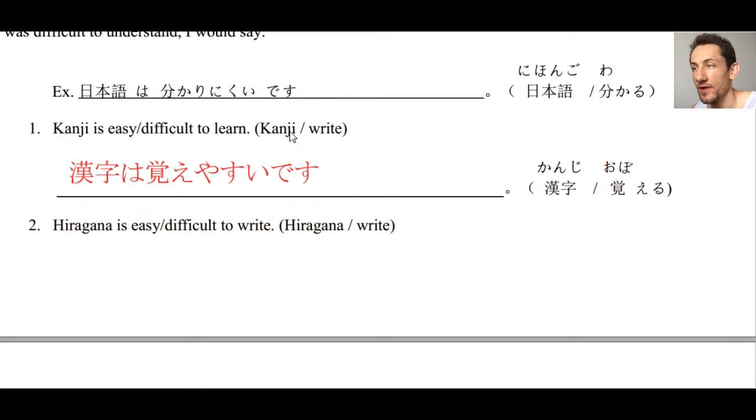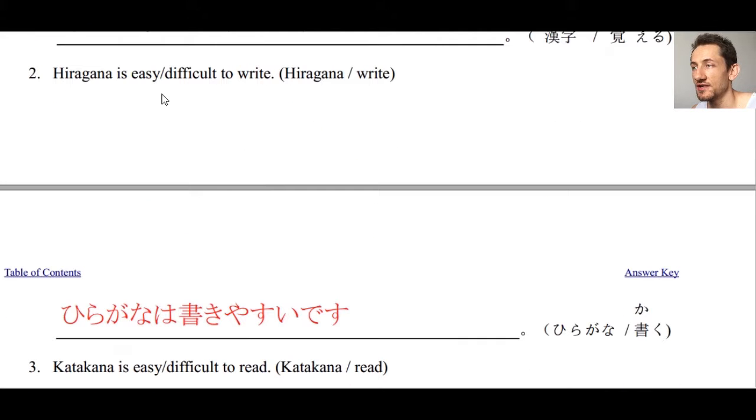All right, so number 1, we have kanji is easy to learn. So I wrote kanji wa oboeyasui desu. So I think kanji is easy. If you think kanji is difficult, you would say kanji wa oboenikui desu. Number 2, kanji or hiragana is easy or difficult to write. So hiragana wa kakiyasui desu. If you think hiragana is difficult, you would say hiragana wa kakinikui desu.